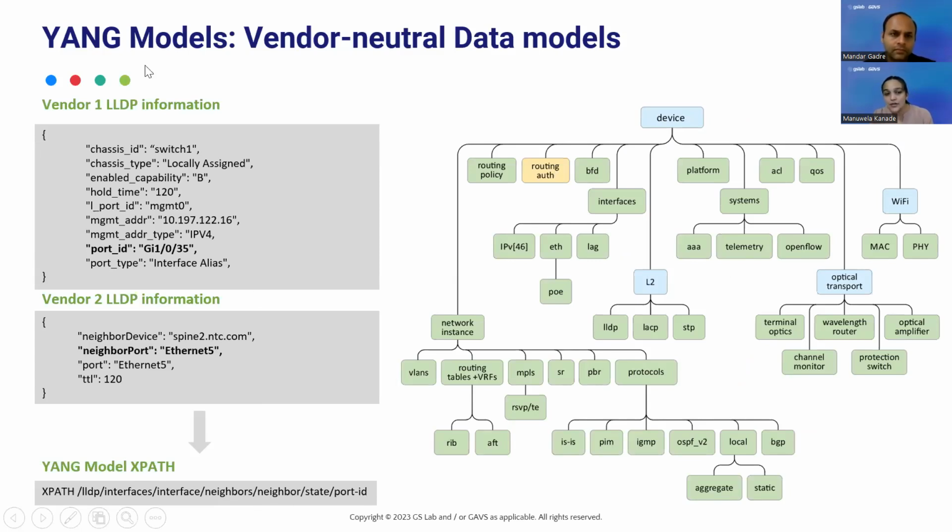So as long as your vendor 1 and vendor 2 are supporting this port ID query with this path, that is when you have that vendor neutrality, because all vendors have now implemented this data model or this language, which gives a standard way of representing your network information. So that's how this is making it vendor neutral.